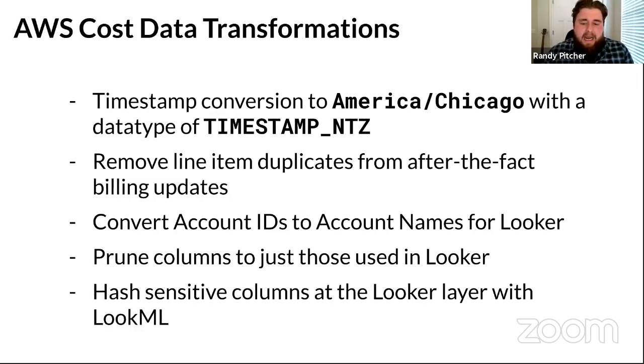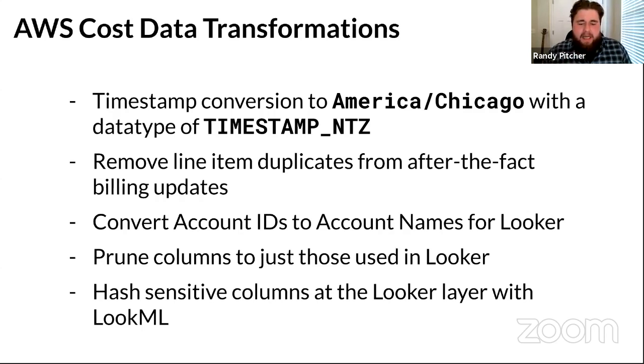Then I remove line item duplicates from after the fact billing updates. So this data comes in pretty regularly, multiple times a day. And if after a certain run has been done, billing gets updated for the really complex ways they calculate cost, I have a challenge because there is no line item ID that is unique across all the reports. So I have to find a way to filter through and know, is this a new record or is this an update to a previous record? That's the main challenge with this manipulation. And I'll explain how I did that a little later. I found a really great way to do it.